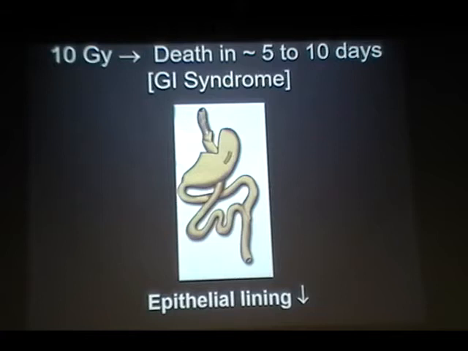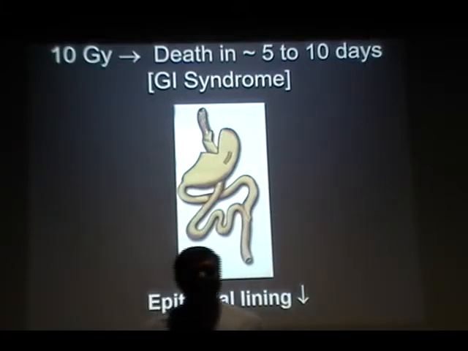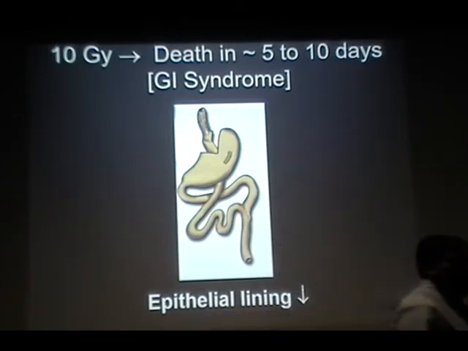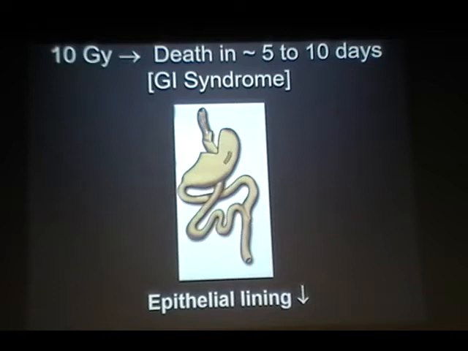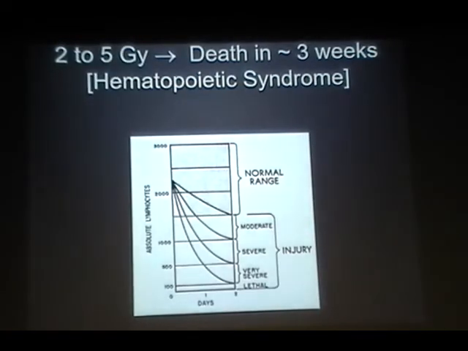And then 10 gray. If you're exposed to 10 gray of radiation, it's going to damage the villi. You may have learned about villi in your biology class, right? Where do you see villi? Large intestine, small intestine? What is the job of villi? They will help in absorption. So they will damage those villi. And then, since there is no absorption, people will die within 5 to 10 years.